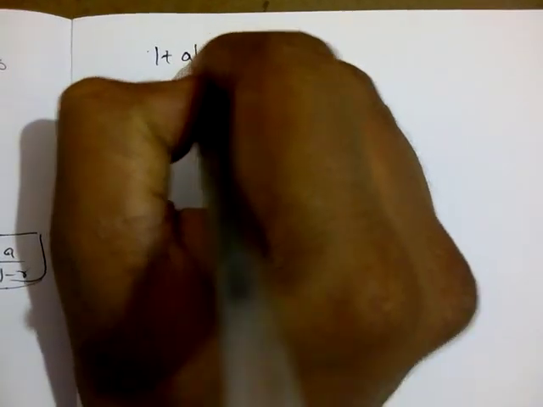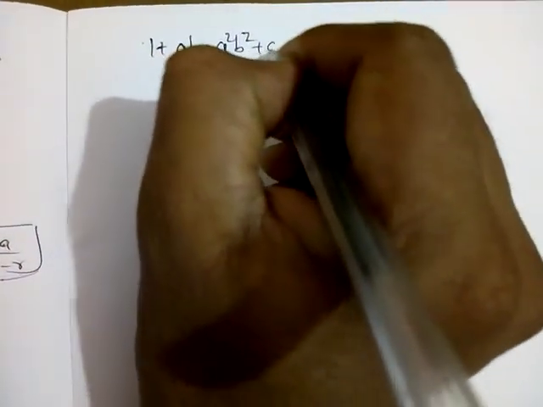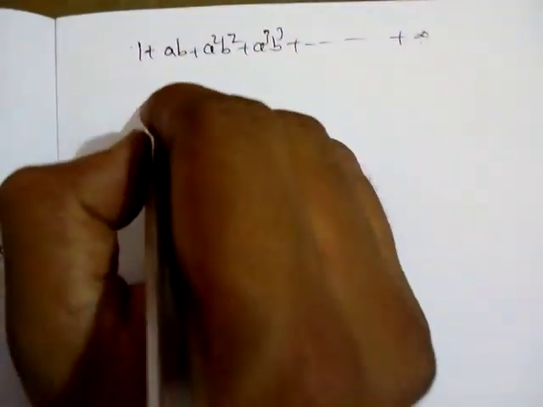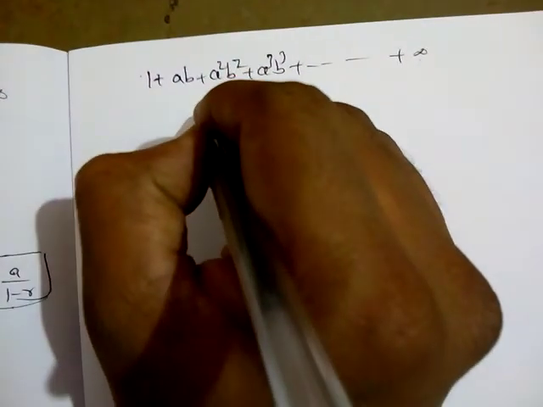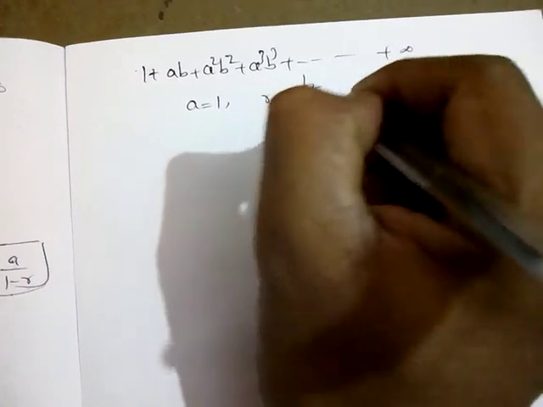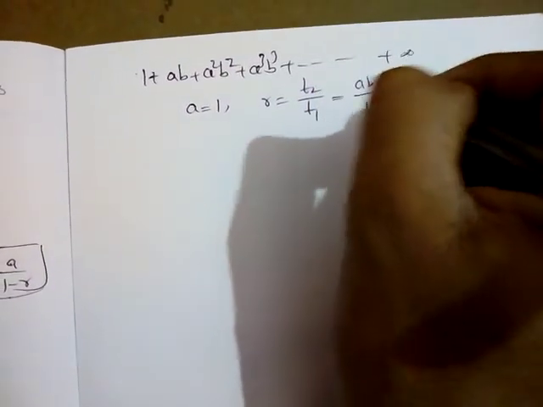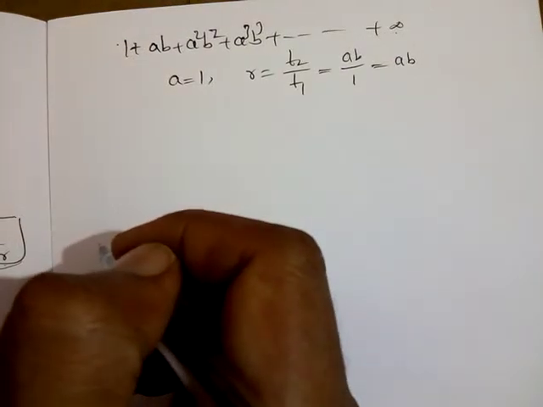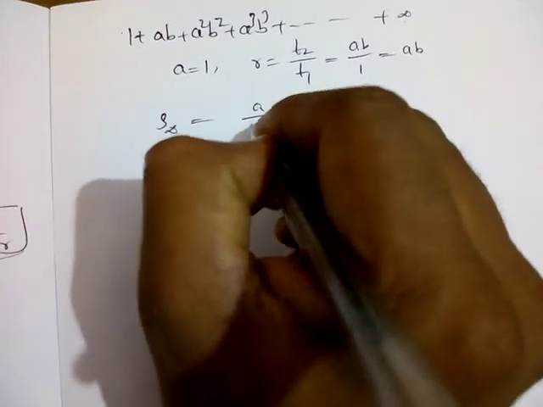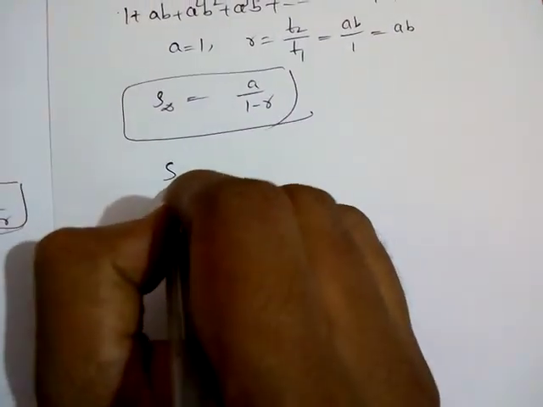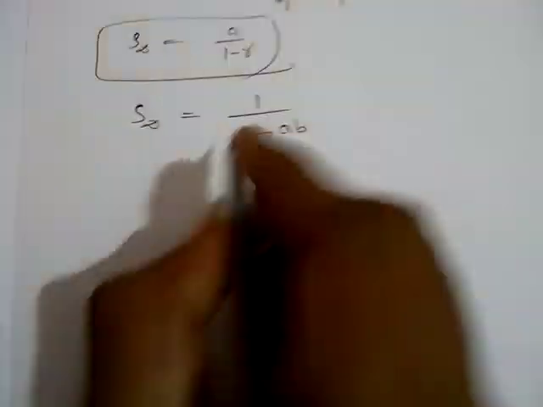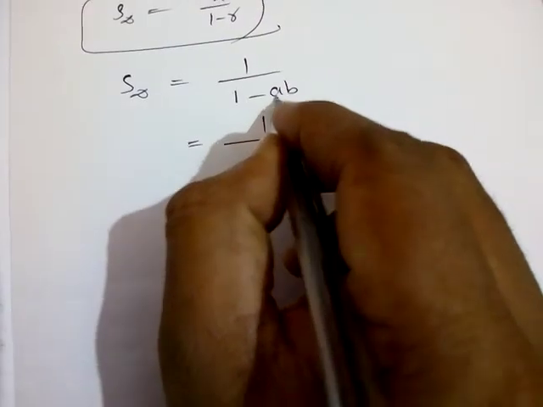Now we are asked to find 1 plus ab plus a square b square plus a cube b cube and so on to infinite terms. So this is also a GP series. In this GP series, a is equal to 1, the first term is 1. R is equal to t2 by t1. So t2 means ab by 1. It becomes ab. So S infinity is equal to a by 1 minus r. This is the formula. So S infinity is equal to 1 by 1 minus r value, which is ab. So already we know it, 1 by 1 minus the a value and b value.